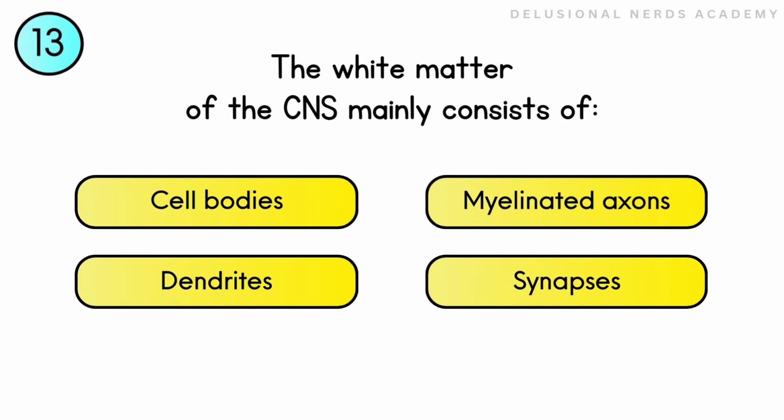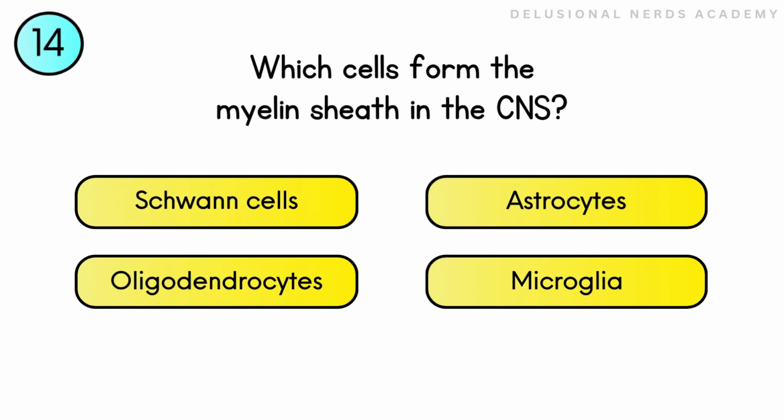The white matter of the central nervous system mainly consists of... White matter appears white due to myelin on axons. Which cells form the myelin sheath in the central nervous system? Oligodendrocytes produce myelin in the central nervous system.